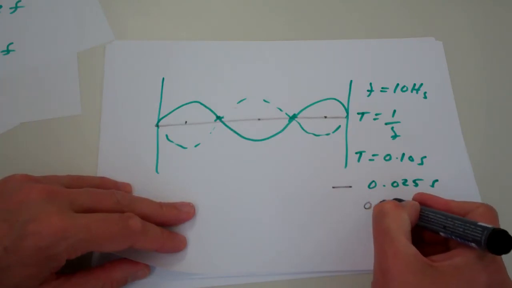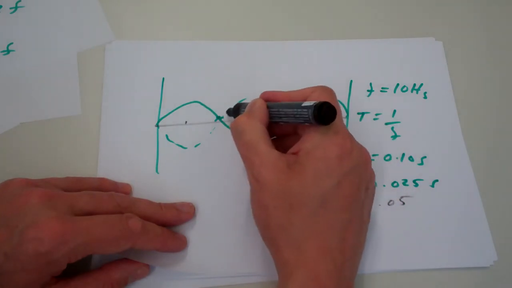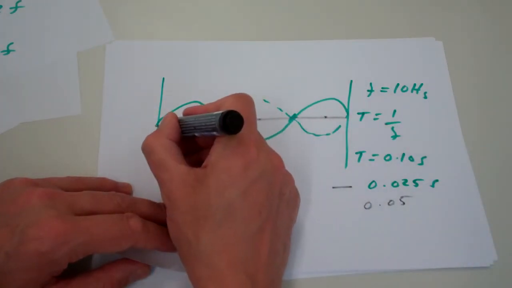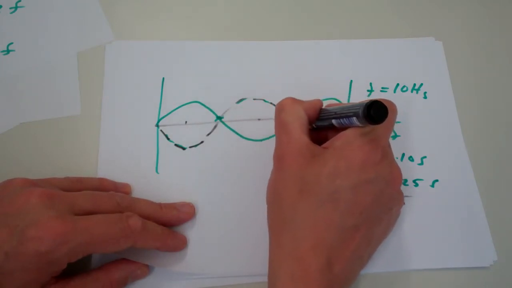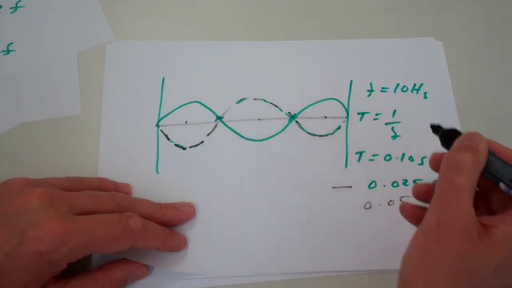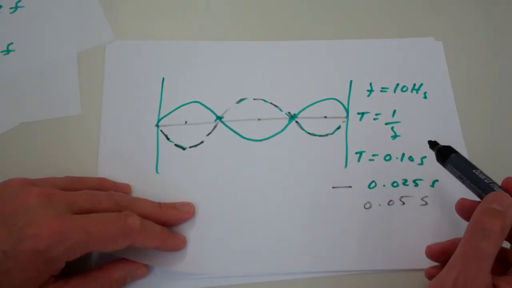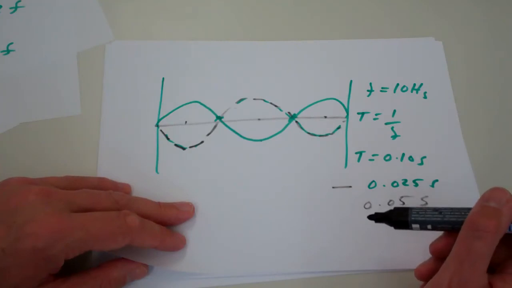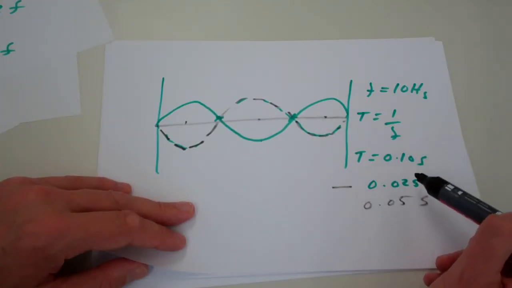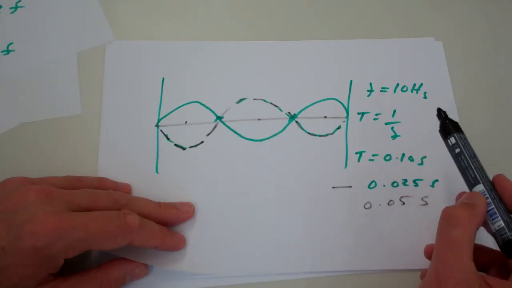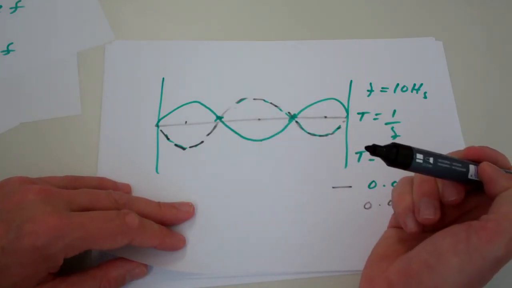So what would it look like after 0.05 seconds? Well, that's half a cycle, so each point would have moved completely to the opposite side. So that's what the wave would look like after 0.05 seconds. The key thing here, if you're asked to draw the standing wave after a certain amount of time, is to calculate the time period, find out what fraction of a time period the time you're given is, and then just count through what fraction of a cycle it's operated.